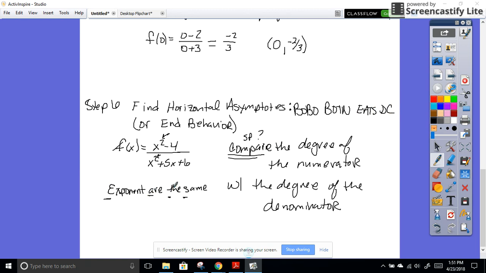That means the horizontal asymptote is going to be at y equals, now divide the coefficients of those. What's the coefficient of that one? 1. The coefficient of that one is 1. So the horizontal asymptote is y equals 1 over 1, which is just 1.